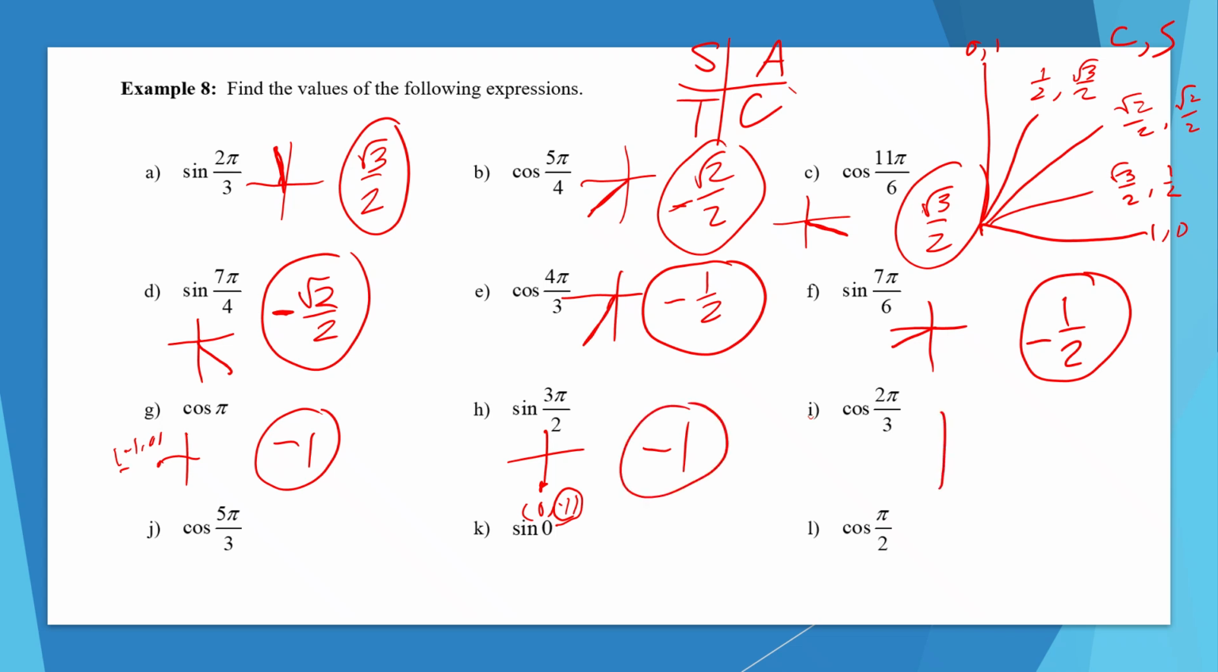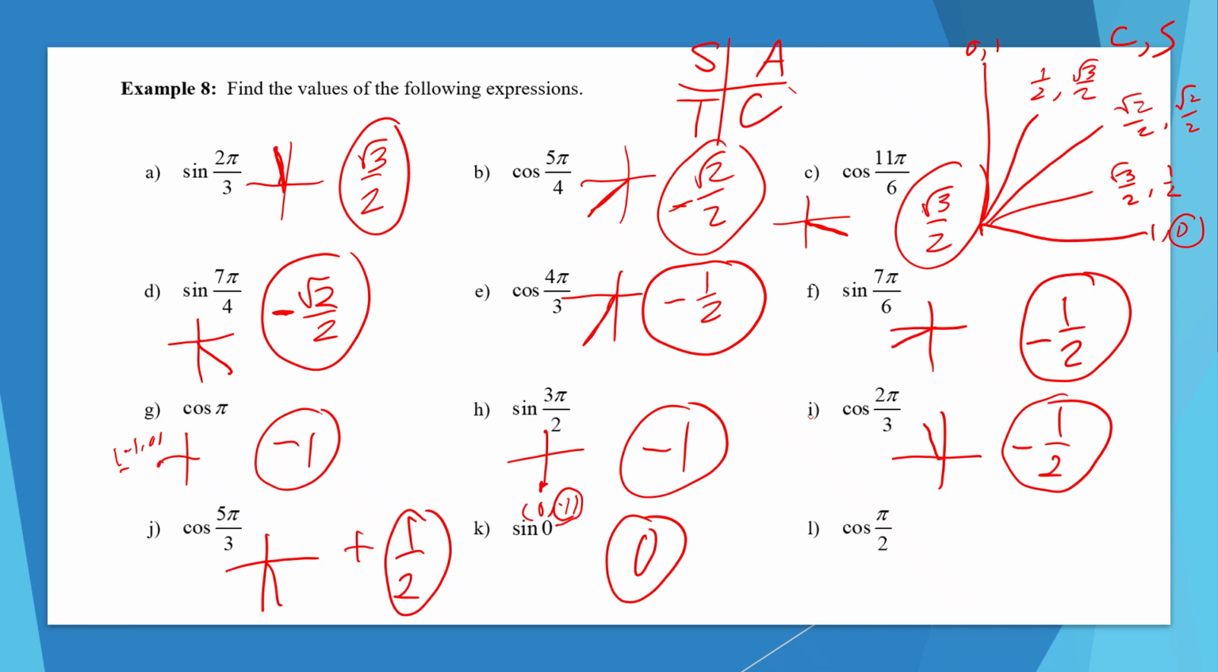Cosine 2 pi over 3, this is going to be right here, 60-degree reference angle. Cosine of 60 degrees is 1/2, but unfortunately cosine is negative in the second quadrant, so that should be -1/2. Cosine 5 pi over 3, that's going to be a 60-degree reference angle in the fourth quadrant. It's got to be positive. And then cosine 5 pi over 3 is going to be just 1/2 there. Sine of 0 is 0. And then cosine pi over 2 is also just 0 as well. So that should be those 12 there.